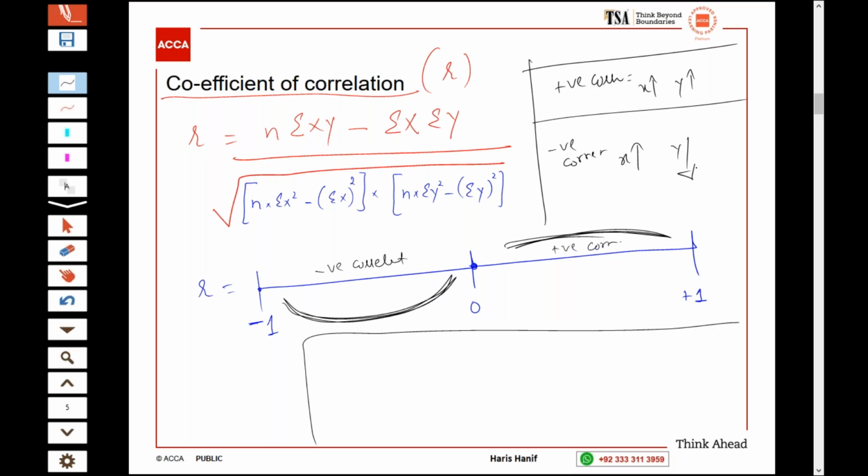For example, the weather season is hot. Ice cream sales will be increasing, but the demand for jackets and sweaters will be declining. So there is the inverse. You can say positive means direct relation, and negative means inverse relation. This is direct and inverse.